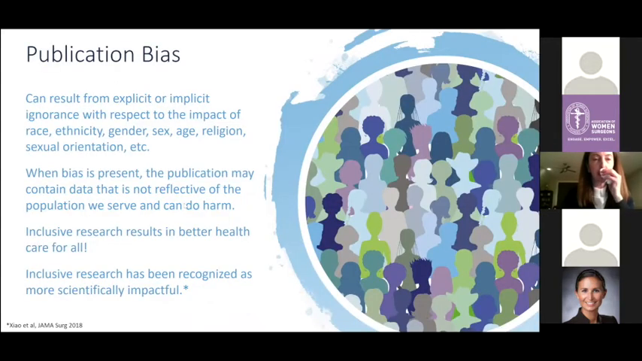When it comes to publication bias, it can result from either explicit or implicit ignorance with respect to the impact of race, ethnicity, gender, age, sex, religion, sexual orientation, etc. And when the bias is present, the publication can contain data that is not reflective of the population we serve, and the data in the manuscript can actually do harm. So inclusive research results in better healthcare.